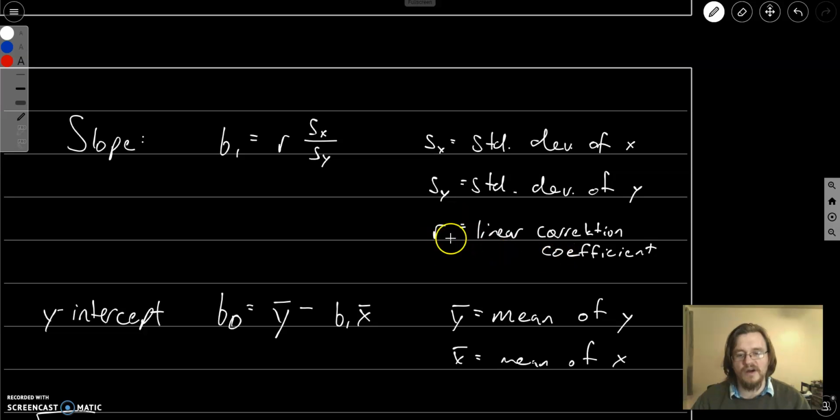So remember that r from the last section tells you how strong the linear correlation is. If it's very linearly correlated, if it almost lies exactly on a straight line, r is going to be close to 1 or negative 1. If it doesn't really look like a line, if it doesn't look very linearly correlated, r is going to be close to 0. So r is just telling us how linearly correlated the data are.